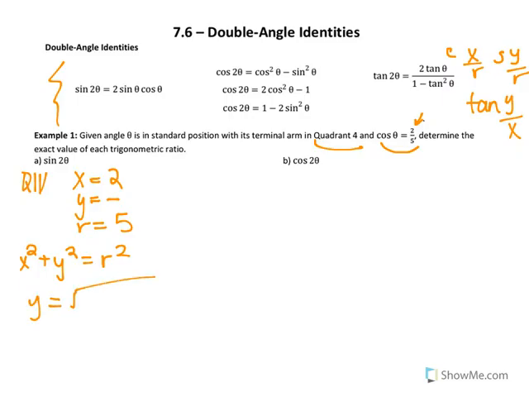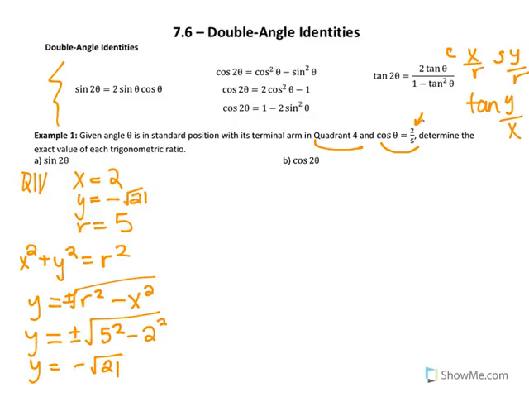y is equal to plus or minus the square root of r squared minus x squared. So y equals plus or minus, our r value is 5, so 5 squared subtract 2 squared, and what we get here is the square root of 21. And again, because it's in quadrant 4, it's going to be negative. So there are our x, y, and r values.